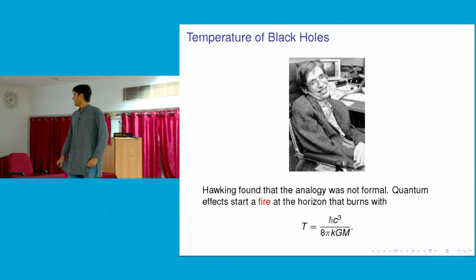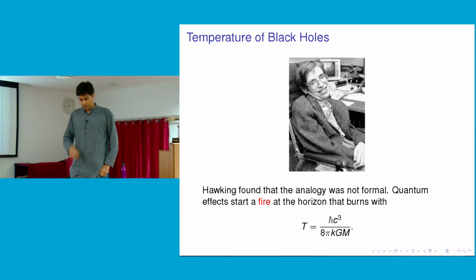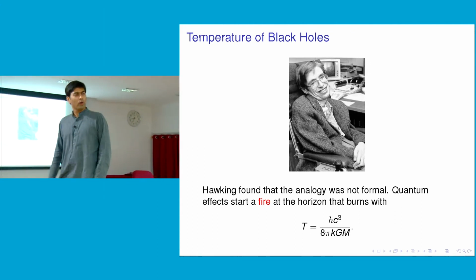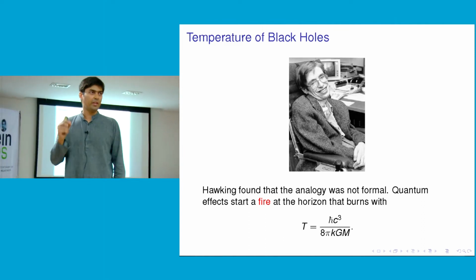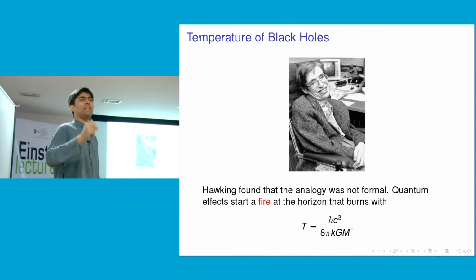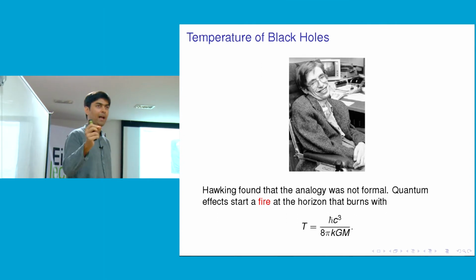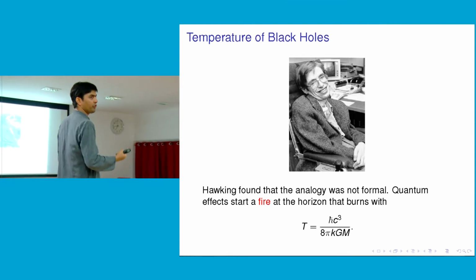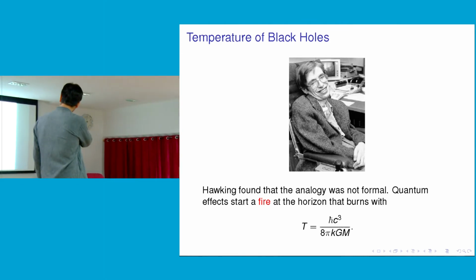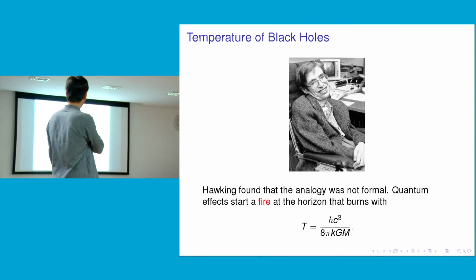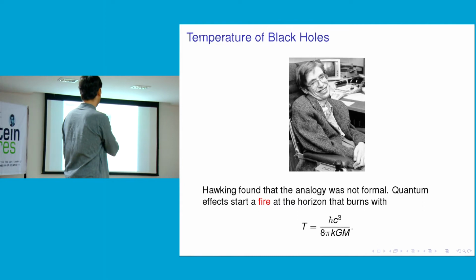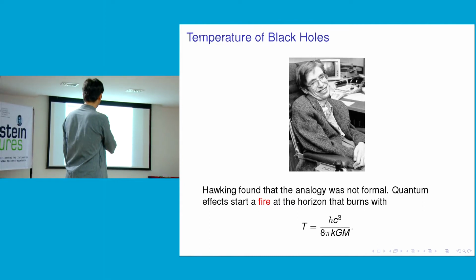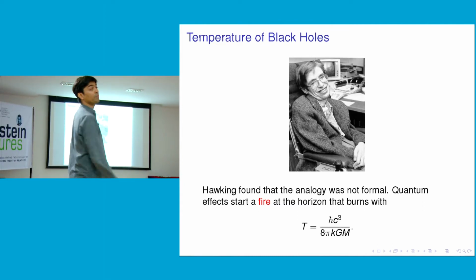In fact, in the 1970s, the British physicist Stephen Hawking found that this wasn't just a formal analogy, that in fact you should really associate a temperature with black holes, and he calculated the formula for the temperature that you should associate with black holes, and it turns out to be this, where h bar is Planck's constant, c is the speed of light, G is Newton's constant, k is Boltzmann's constant, and M is the mass of the black hole.